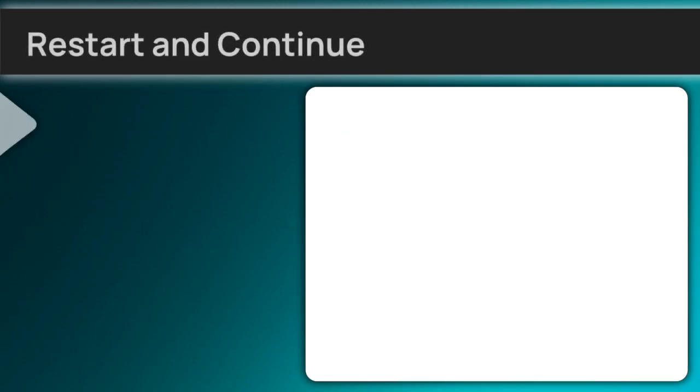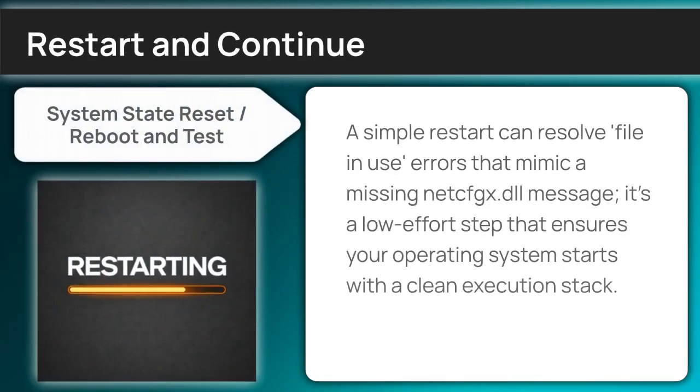A system reboot is a reliable way to clear away zombie processes that might be interfering with Netcfgx library. It's a low-impact step that ensures your operating system is starting with a synchronized environment.